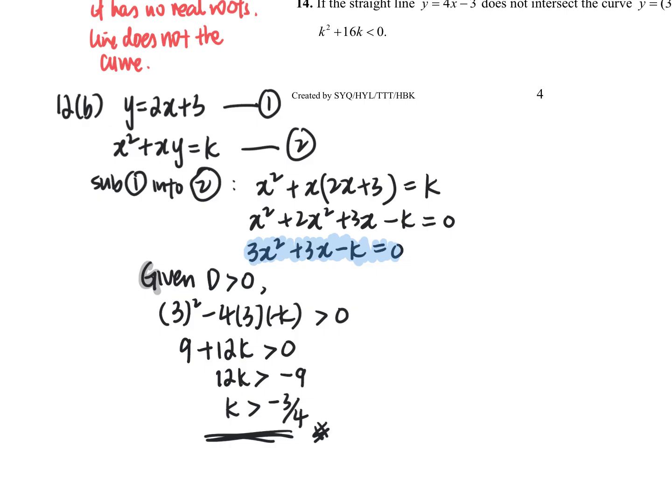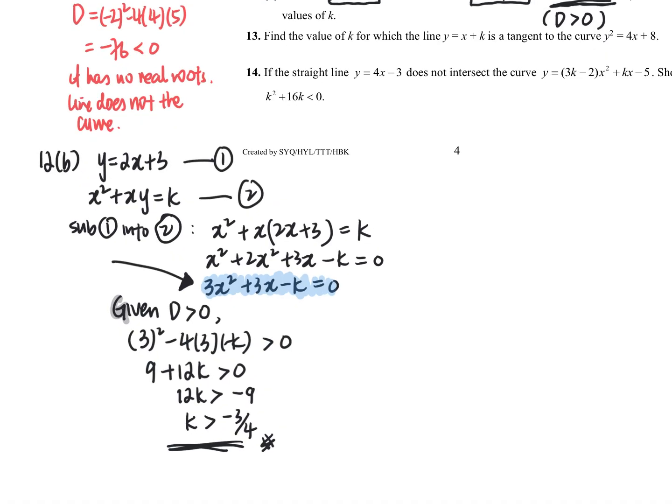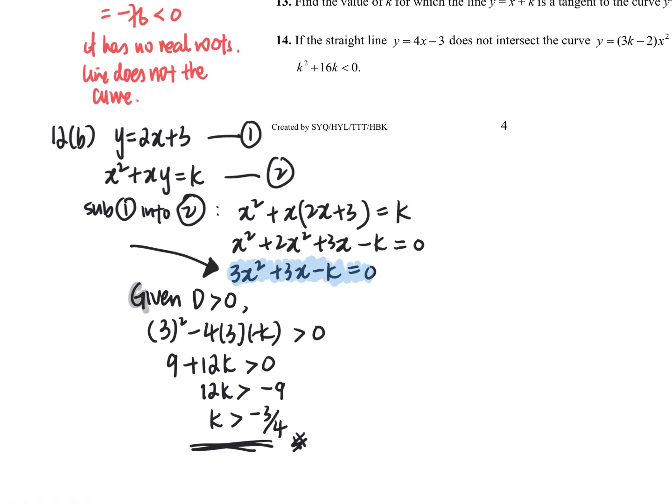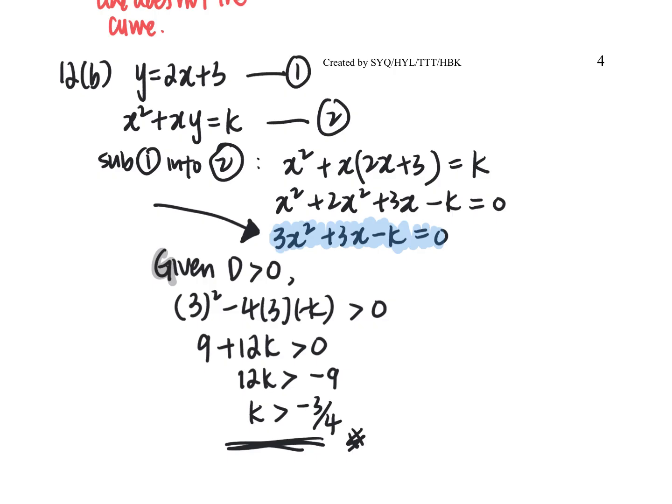So the solving is the same. It's what you have learned in 1.2. It's just this creation of your new quadratic equation that is different. Okay? Okay, I leave it here first so you can see.